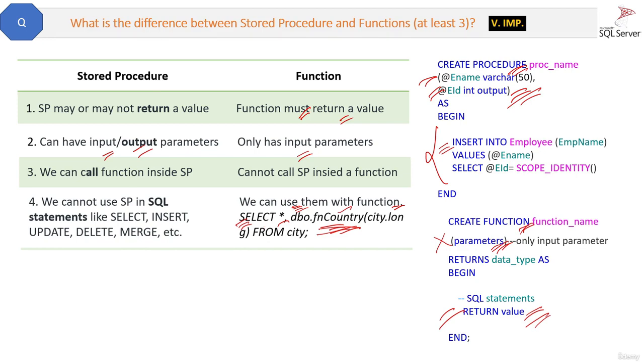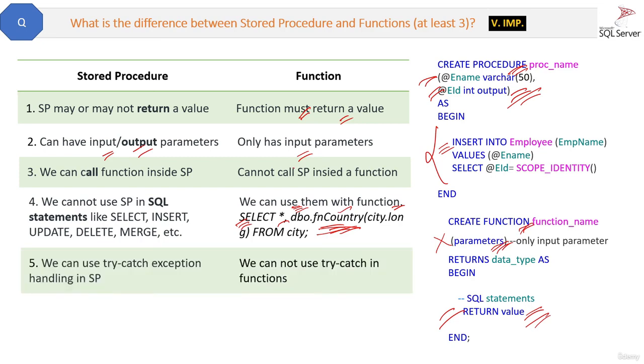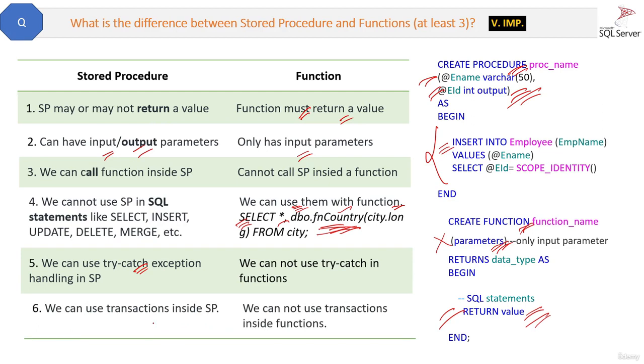Another difference is we can use try catch exception handling inside SPs, but we cannot use try catch inside functions. One last difference is we can use transactions inside SPs, but we cannot use transactions inside a function. So that's it. I think those are enough differences. Please make sure to remember at least 3 of them, whichever 3 you think are clear to you. Okay.